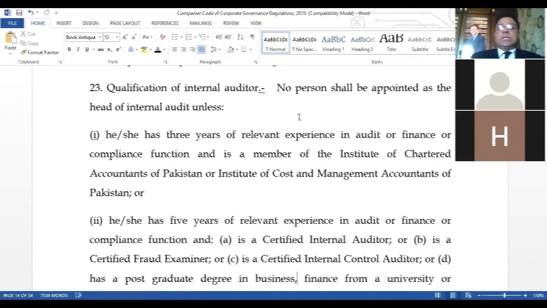Now, the next key personnel for the management of a company is the internal auditor. We'd like to go through the qualification of internal auditor. Let me invite Ms. Minail Amir to do the reading for the participants.